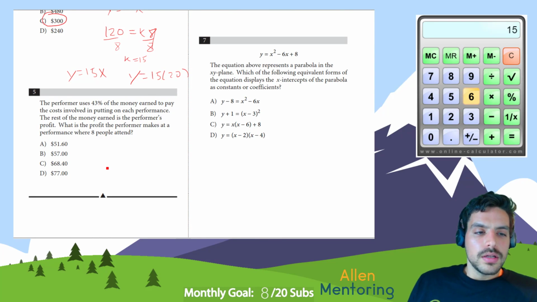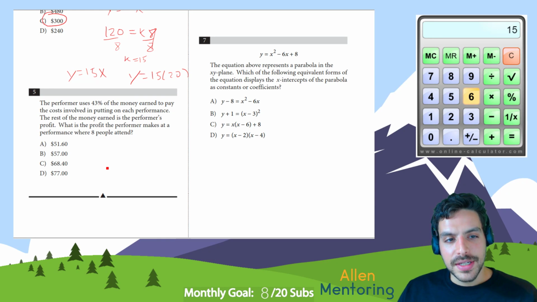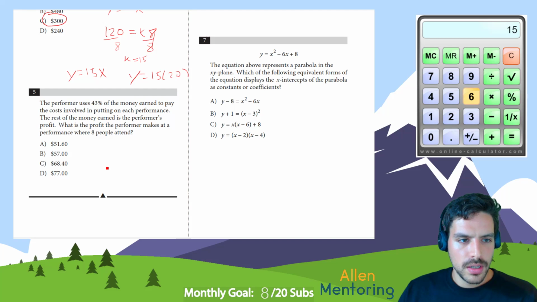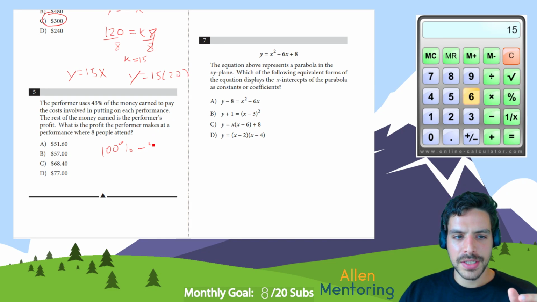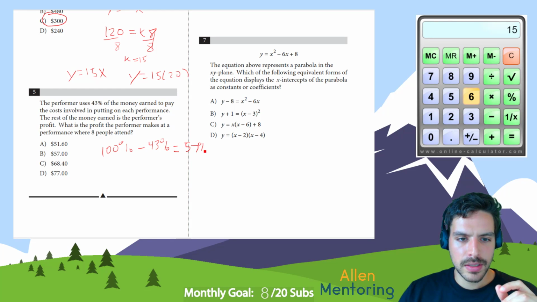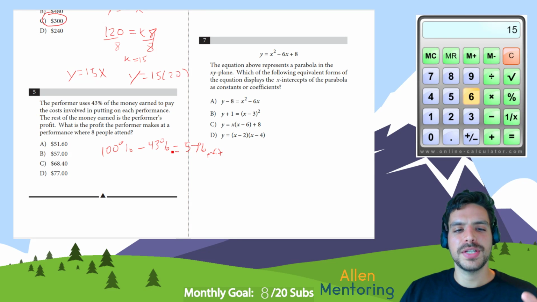Number 5. The performer uses 43% of the money earned to pay the costs involved in putting on each performance. The rest of the money earned is the performer's profit. What is the profit the performer makes at a performance where 8 people attend? So if 43% is cost and the rest is profit, how much is profit? Well, 100% is total minus 43% is cost, so 57% must be profit. Okay, so 57% is profit.